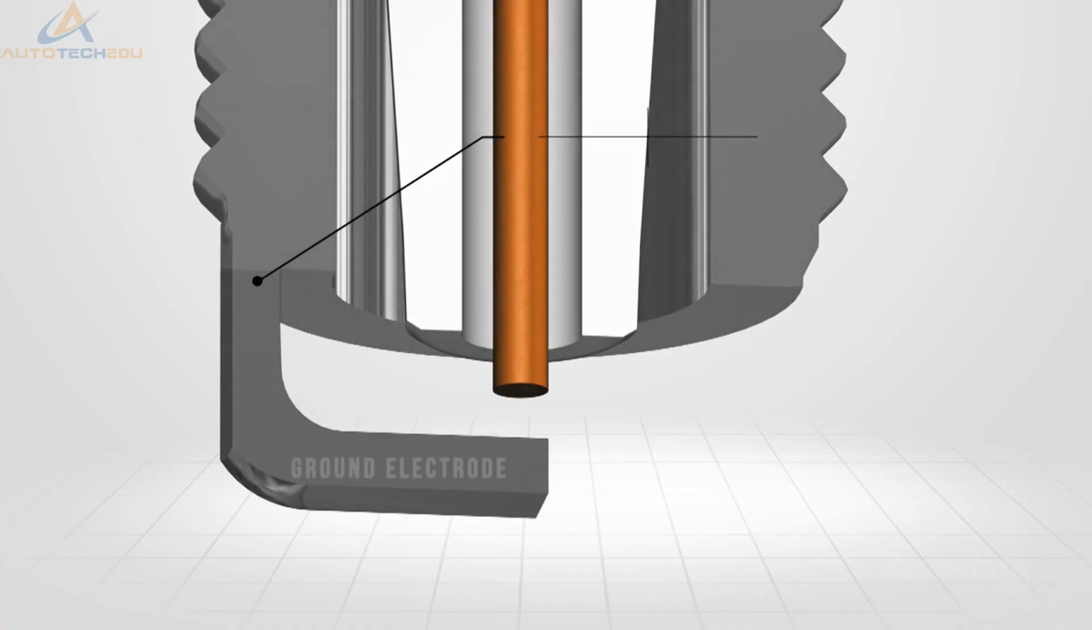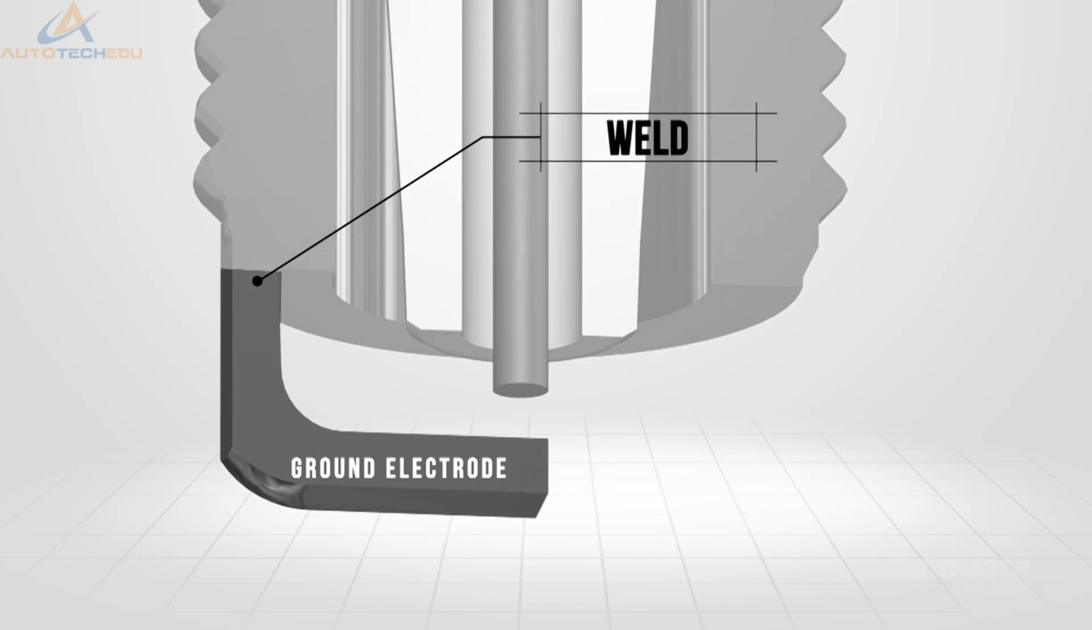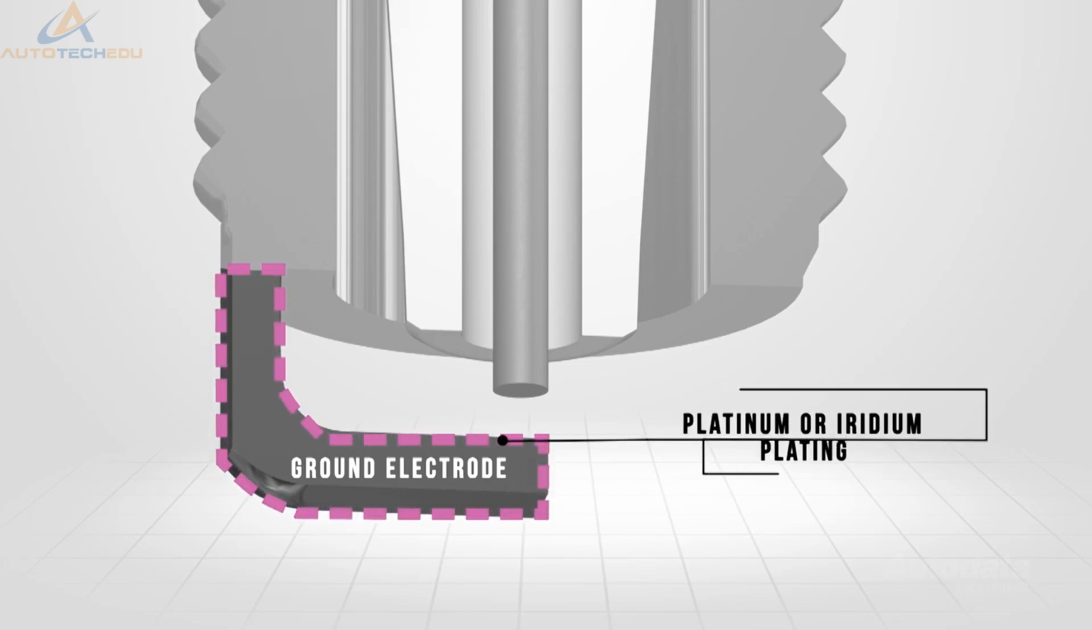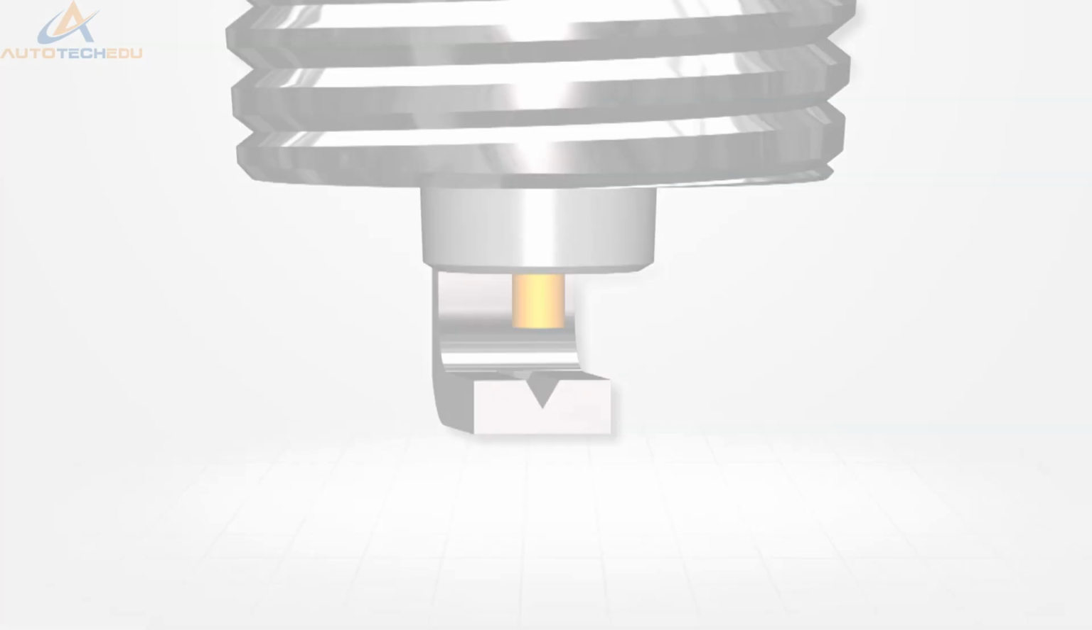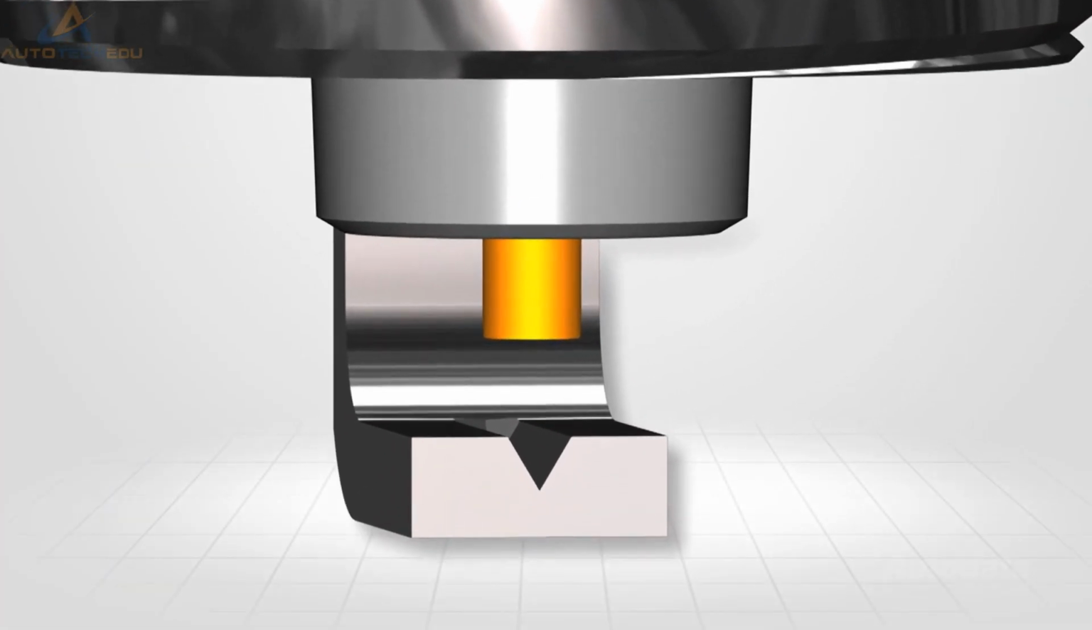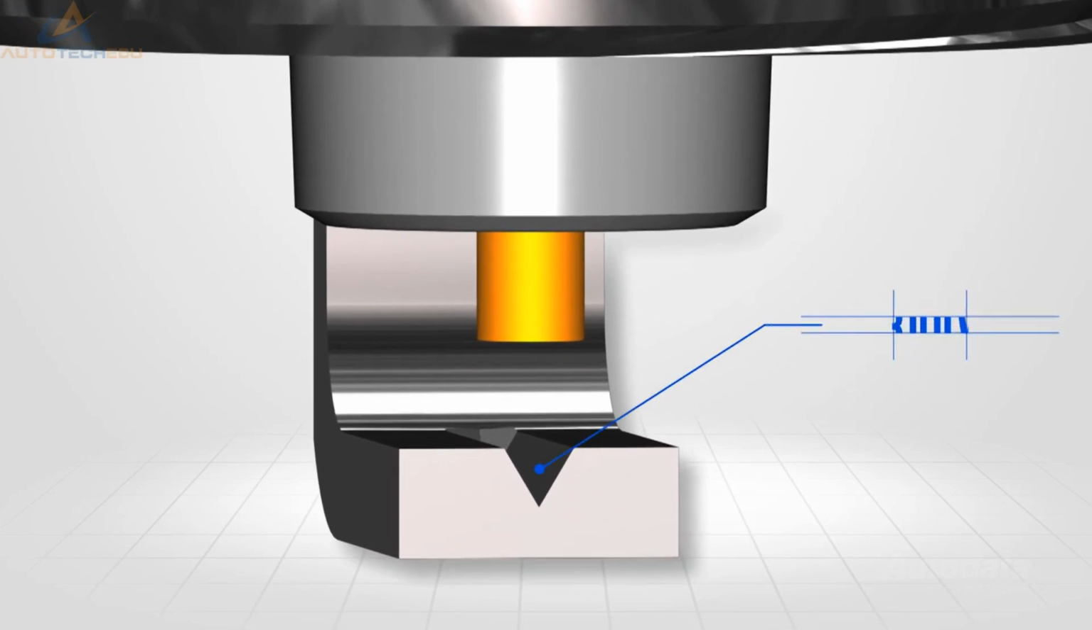Most ground electrodes are welded to the spark plug shell. These electrodes can be manufactured from the same material as the shell or may be plated with platinum or iridium. Some spark plug manufacturers machine a groove into the ground electrode. The principle of this groove is technically simple and also very effective.